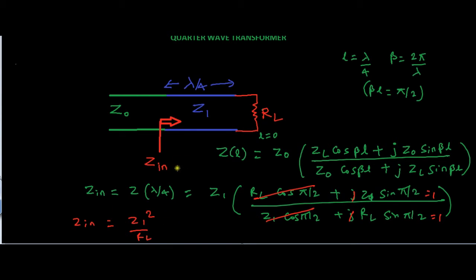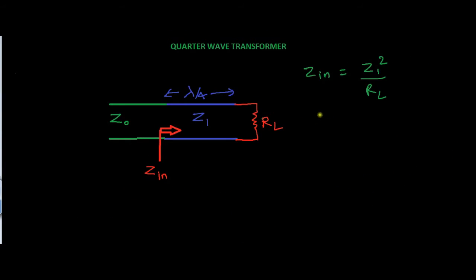Okay, so the impedance seen from this point for this lambda by 4 line is Zn equal to Z1 square upon RL. Okay, so let's see in the next page. So we got the value of Zn, that is the impedance looking from this side of a lossless transmission line having characteristic impedance Z1 and of length lambda by 4, which is connected to the load impedance RL, that is Zn equal to Z1 square upon RL.